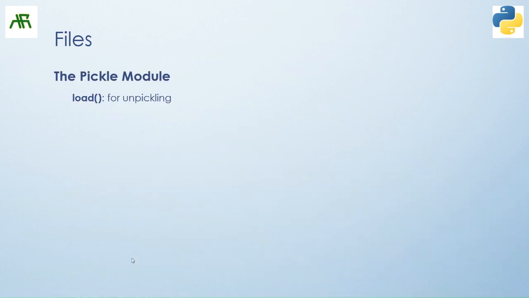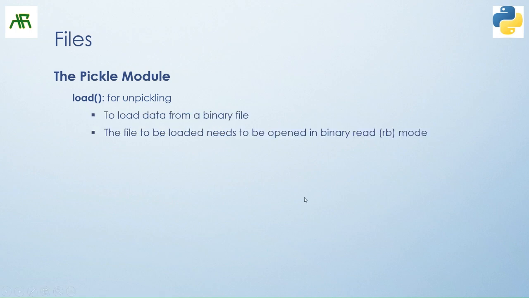And load is for unpickling, meaning deserialization: taking up a binary file, reading the byte stream, and converting it into an object for Python to use. The file to be loaded needs to be opened in binary read mode, obviously, right? The syntax is to store in an object variable and load the file object.